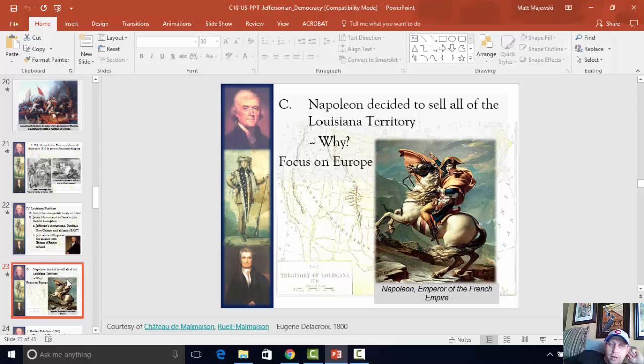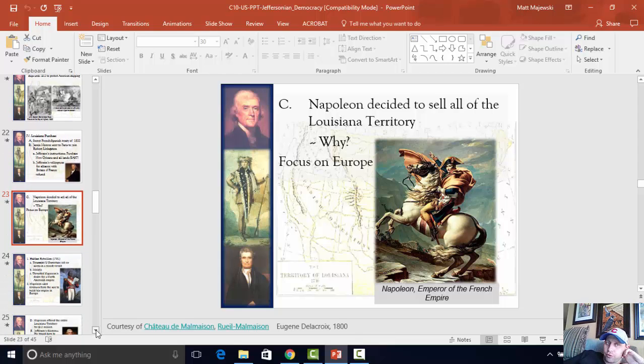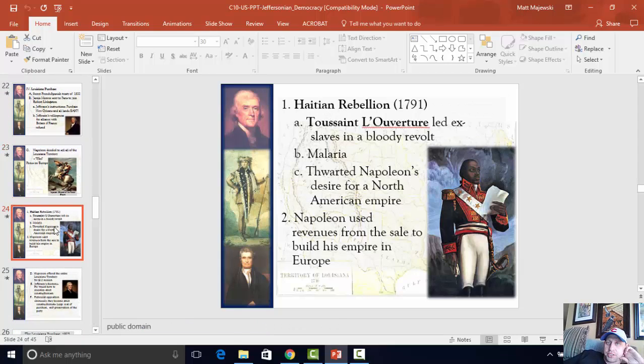He's in the midst of a dogfight with the British and their allies at this point, and he's fighting for survival. He doesn't want any more distractions. He especially didn't want distractions because of the Haitian Rebellion. In 1791, there was a rebellion in the little Caribbean country of Haiti that was owned by France. It was a slave revolt. It was led by a guy named Toussaint L'Ouverture.